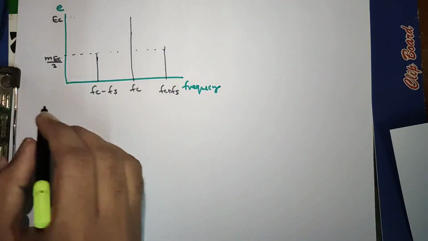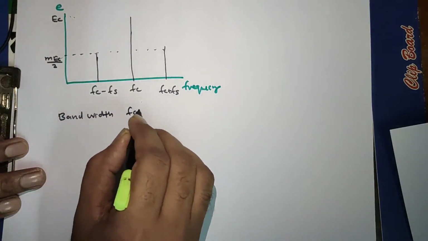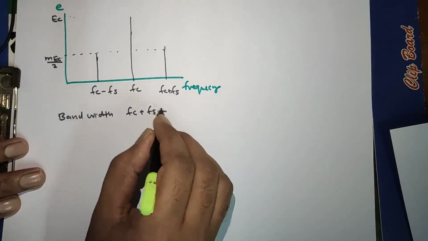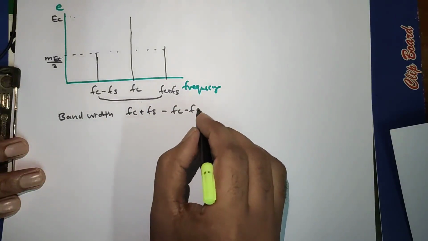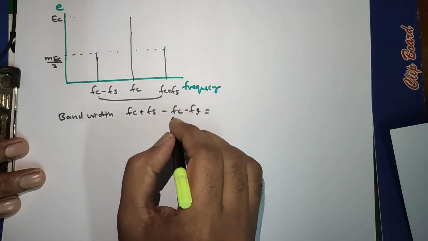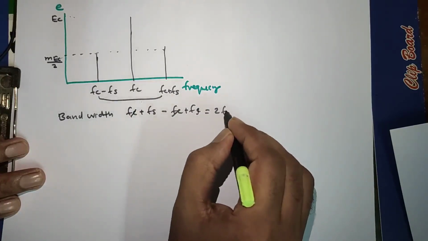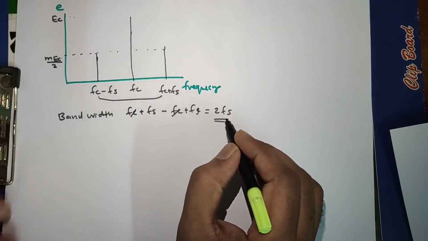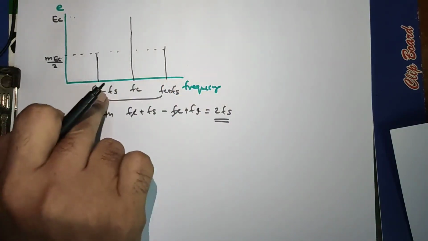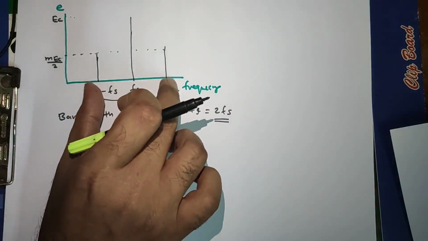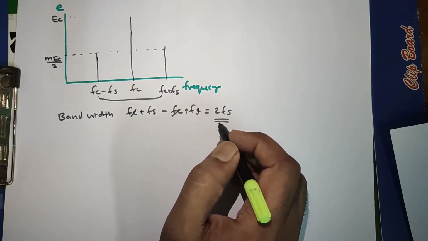Okay, then the bandwidth of the AM wave will be equal to FC plus Fs minus (FC minus Fs), that is from here to here. So this will be a plus sign, this FC will cancel, and you will have 2 times Fs. So the bandwidth in the case of amplitude modulated waves will be 2 times Fs, that is the width from the lower sideband to the upper sideband. So the bandwidth of an amplitude modulated wave is twice the signal frequency.